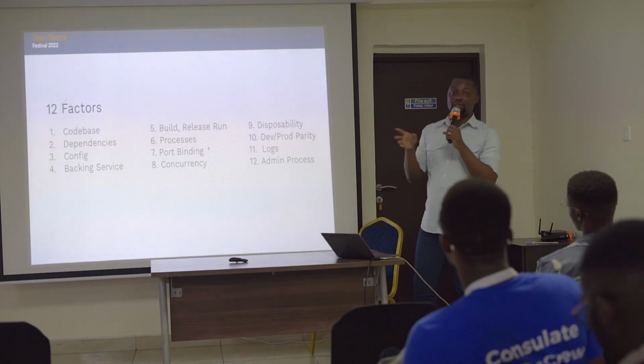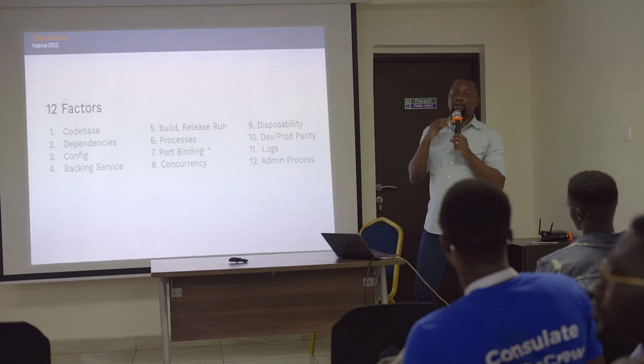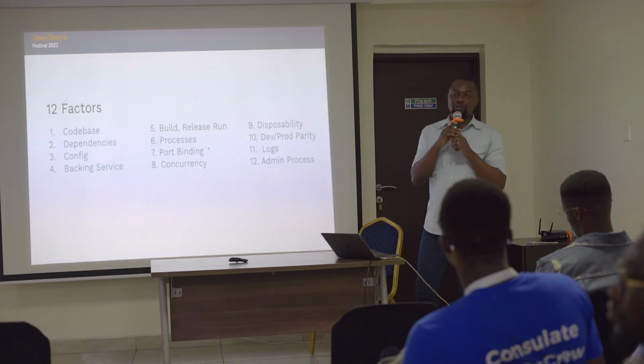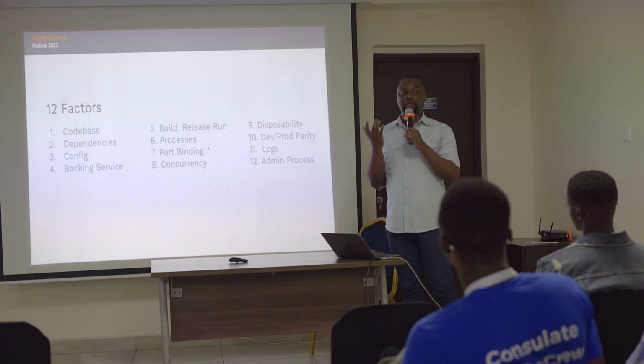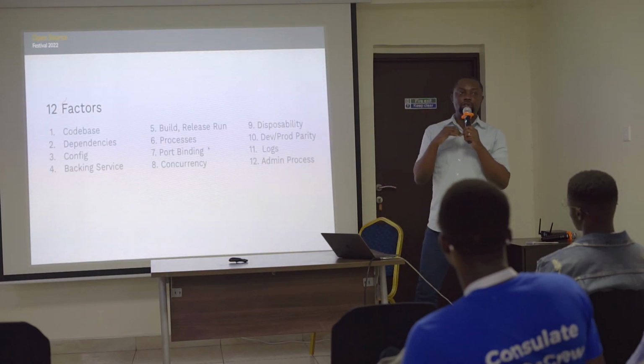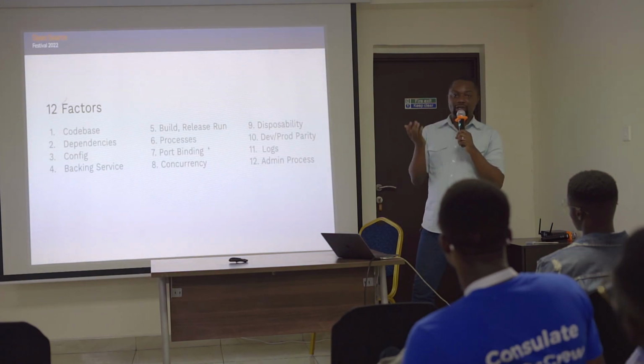And then backend service. Backend service talks about how we should treat attached resources as backend services. And what does this mean? For example, we are using an email service within your application, right? Maybe you are using SendGrid, and tomorrow you want to use MailChimp. How easy will it be for you to make those changes without having to rewrite your application?